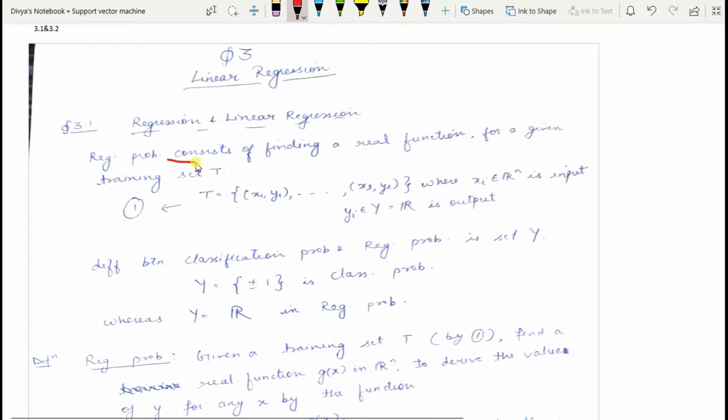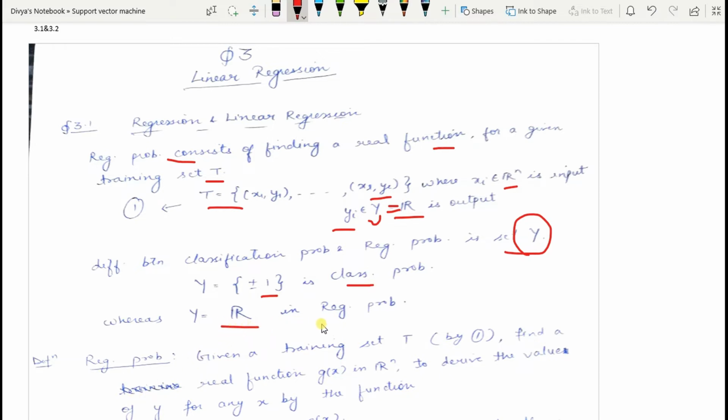So what is regression? First, the definition that should be there. A regression problem is finding a real function for a given training set. Similar to the classification problem, where the training set T is (x1, y1) to (xl, yl), where xi belongs to Rn and y belongs to the set Y, which is equal to R. The difference between a classification problem and a regression problem is the set Y. If the set Y is equal to {+1, -1}, this is a classification problem. If the set Y is equal to the complete line R, the complete real space, then this is a regression problem.